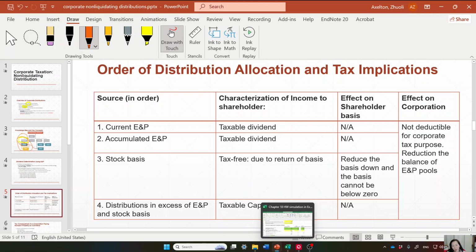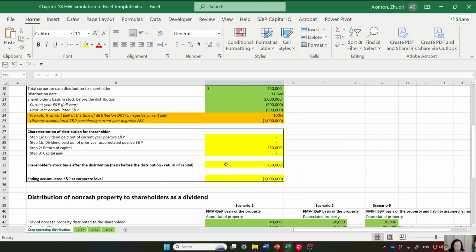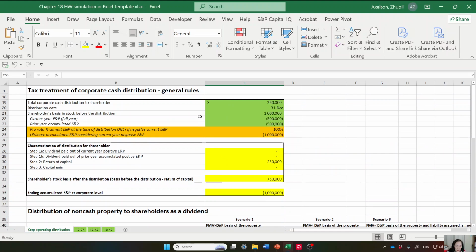So let's run through a quick example. I think it's probably easy to see in an example, and this is where things will start making sense. Let's say this corporation makes a cash distribution of 250,000 on December 31st for a particular year. The shareholder's basis in the stock before the distribution is pretty high, it's 1 million, right? I'm going to change this number up, just to make it a normal base scenario.